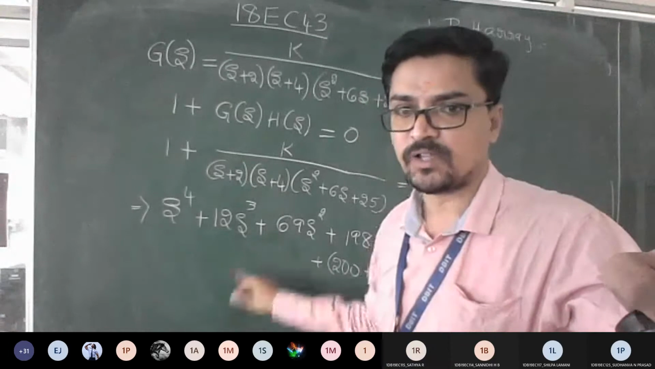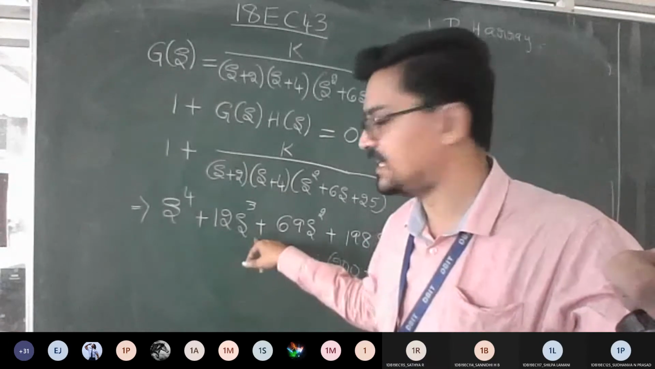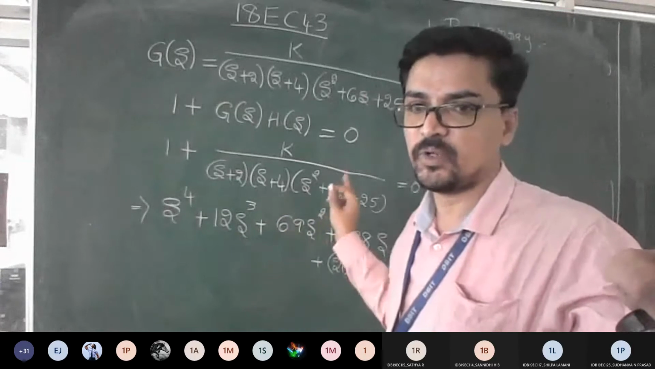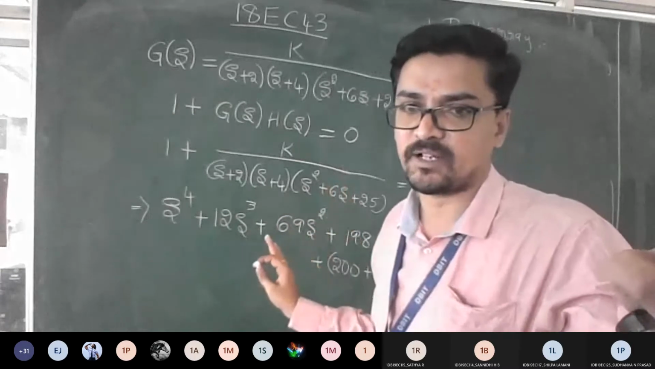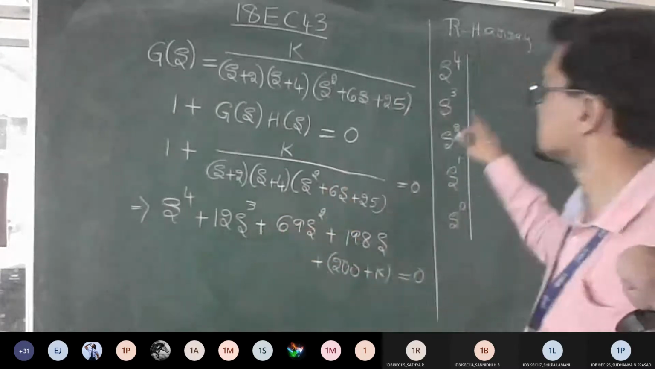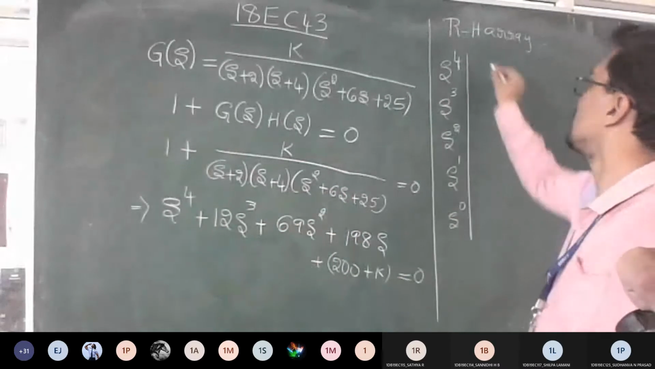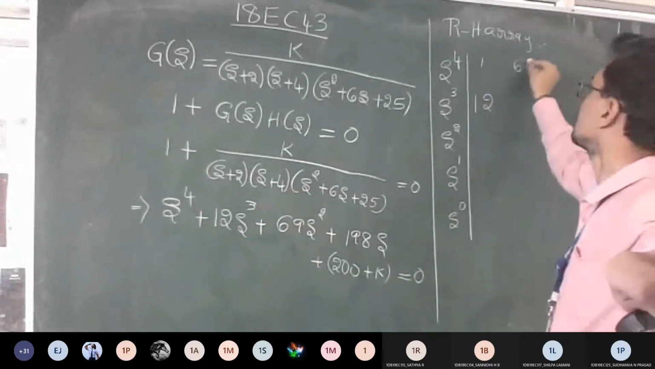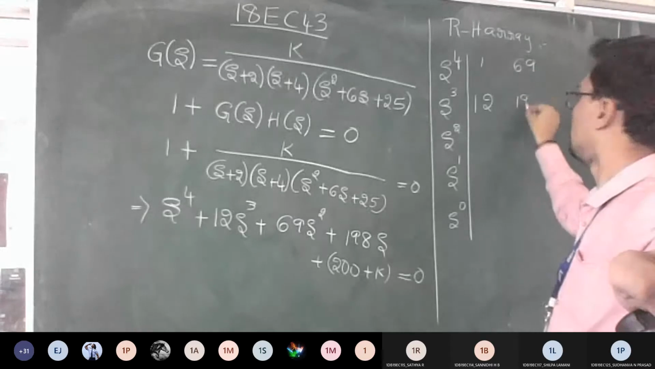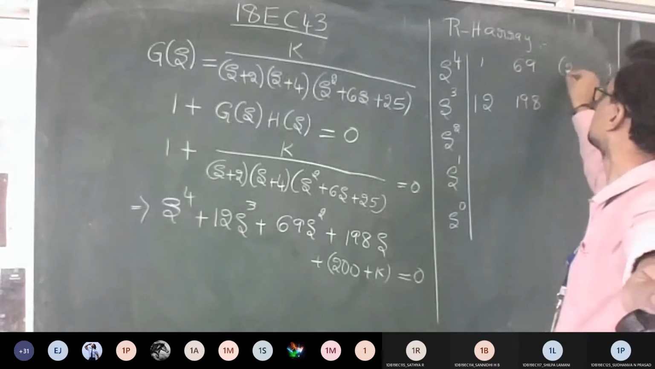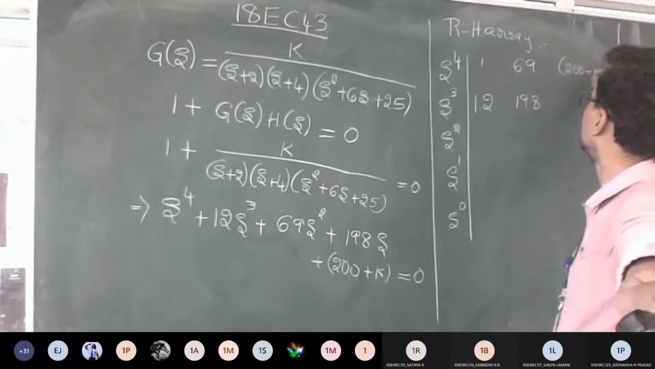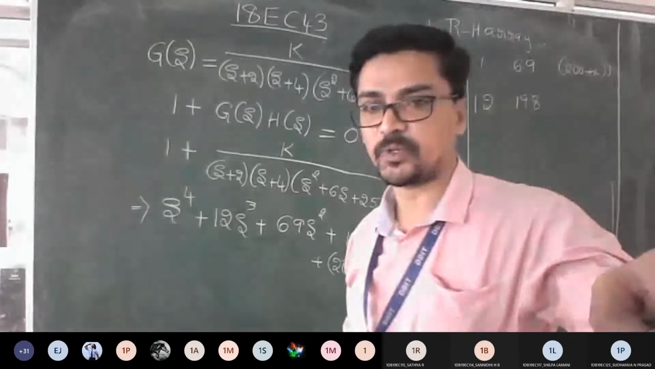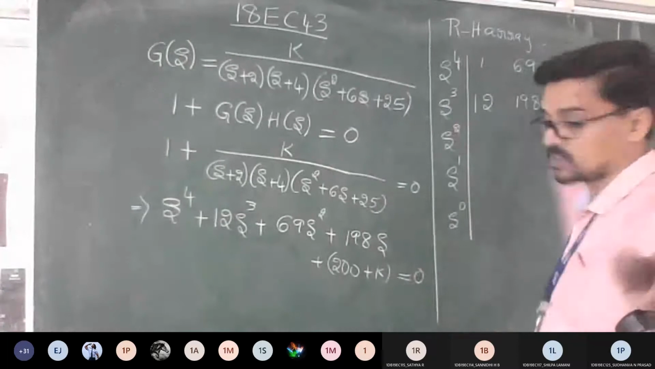Shall we proceed? Once you got the characteristic equation, getting this is one part. Then after that, same procedure. Go with your new array. The only thing is I need to find the range, that's all. So substitute this in the array table. The values are 1, 12, 69, 198 and this is 200 plus k. I told you already yesterday, don't take 200 and k separately, take them together.